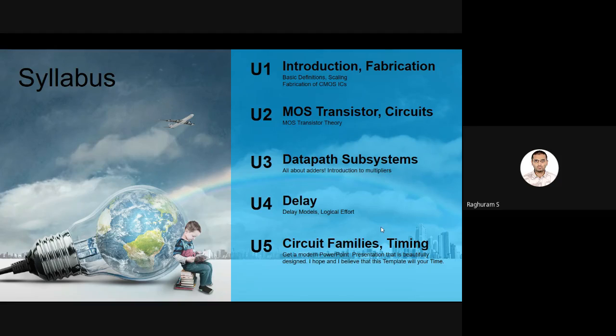We will look into a little bit more detail about some of the terminologies used on a day-to-day basis. And then we will look at a very important topic called scaling, which tells us how the properties of the circuit change as we go to smaller and smaller sizes. And another part of this first unit, a very important topic, is related mainly to fabrication.